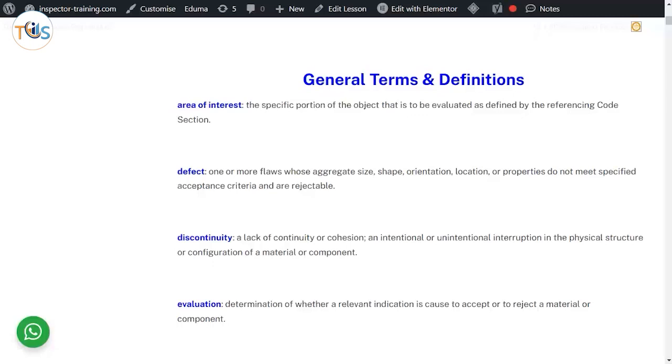A defect is a flaw or a discontinuity whose shape, size, orientation, location, or properties do not meet the specified acceptance criteria. So if a discontinuity is over and above the acceptance criteria, it's called a defect. The defect is always a discontinuity. Well, let's put it this way: the discontinuity turns into a defect if the size, the shape, or the type of the discontinuity is not accepted according to acceptance criteria.